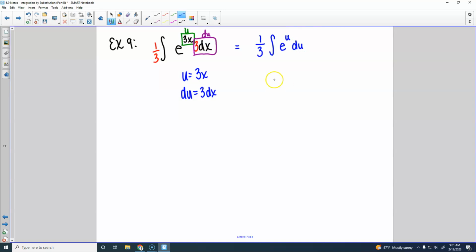E to the u, right? So we get 1/3 e to the u plus c here, and then we are just going to plug in the 3x. Yes?